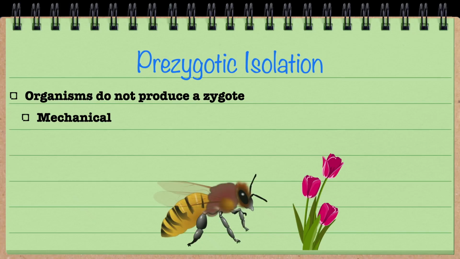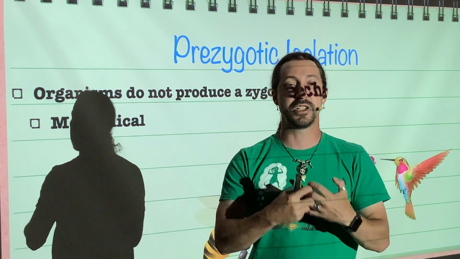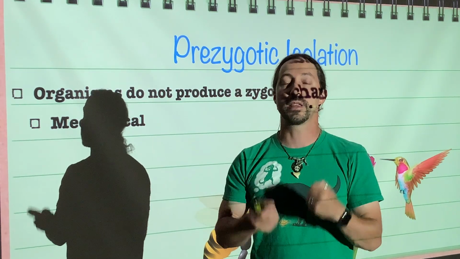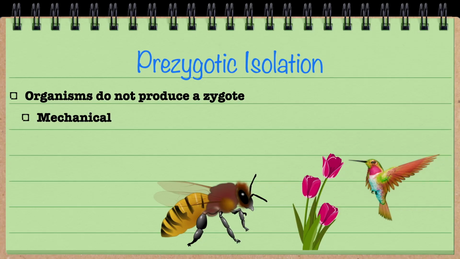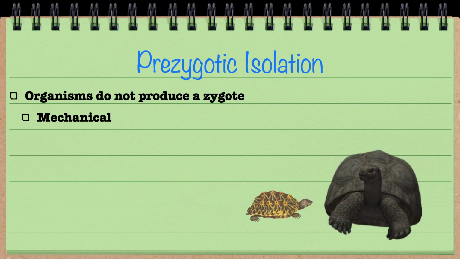One is called mechanical isolation, which means that the actual sexual organs of these different organisms are not compatible for each other. They are not able to reproduce with each other because of an incompatibility with their sexual organs, either by the shapes or by the sizes.